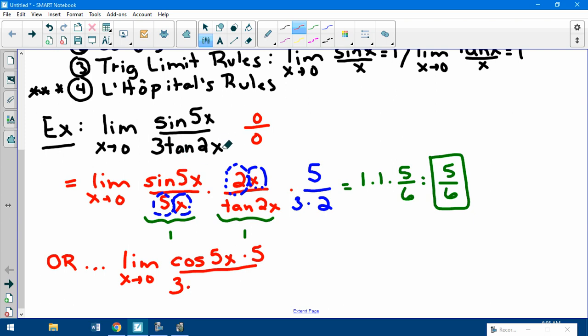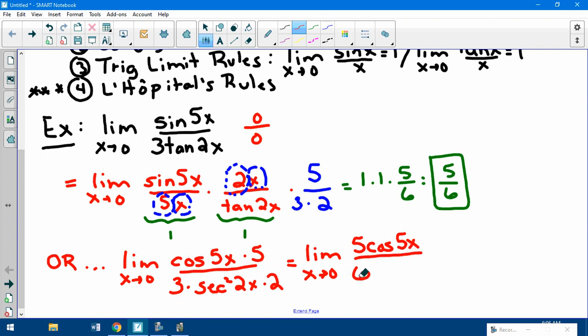Derivative of tangent 2x, what's the derivative of tangent? The derivative of tangent is secant squared. So it'd be secant squared 2x times 2. Okay, so I could write this as the limit as x goes to 0 of 5 cosine of 5x all over 3 times 2 is 6. And secant squared 2x is the same as 1 over cosine squared 2x.